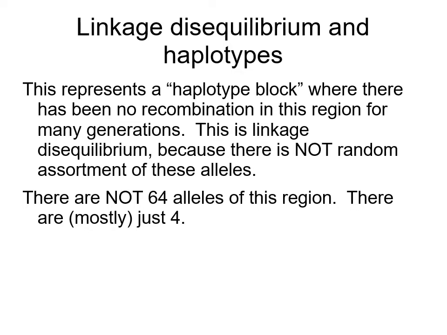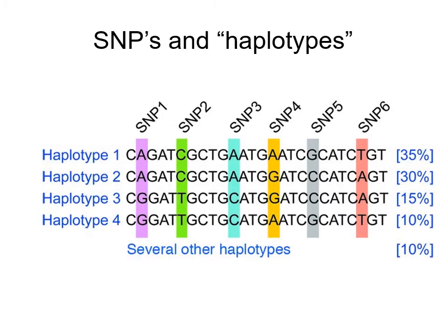Okay, so this represents a haplotype block where there's been no recombination in this region for many generations. Okay, this is called linkage disequilibrium, which is kind of a weird term. What it means is that there's not random assortment of these alleles. They have stayed together through the generations. Okay, so here it looks like, again, we can see them. Those are the haplotypes that are most prevalent. And the issue comes to how do we then genotype the haplotype in a way that we can tell what part of the genome it comes from.